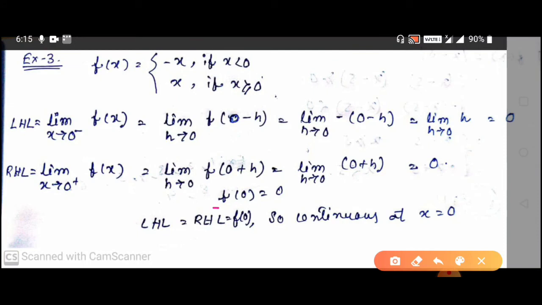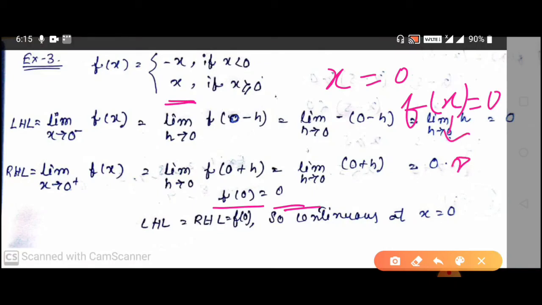Now we have to find f of 0. Whenever we take f of 0, the value of x will be 0, because f(x) is equal to x whenever x is greater than or equal to 0. So whenever x is equal to 0, the value of f(x) is 0. From here we can say left hand limit is equal to right hand limit is equal to f of 0. So we can say f(x) is continuous at x equal to 0.